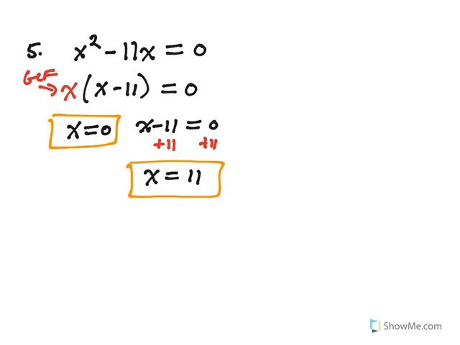So we have two solutions. Oops. Let me write that a little bit neater. Okay? So that's how you solve quadratic equations: you have to factor it, set both factors to 0, and then you'll get your solutions.